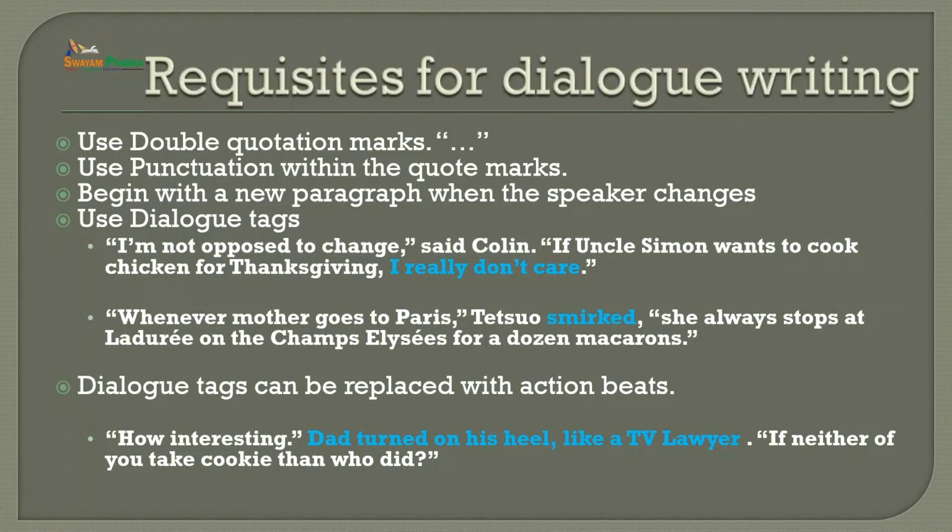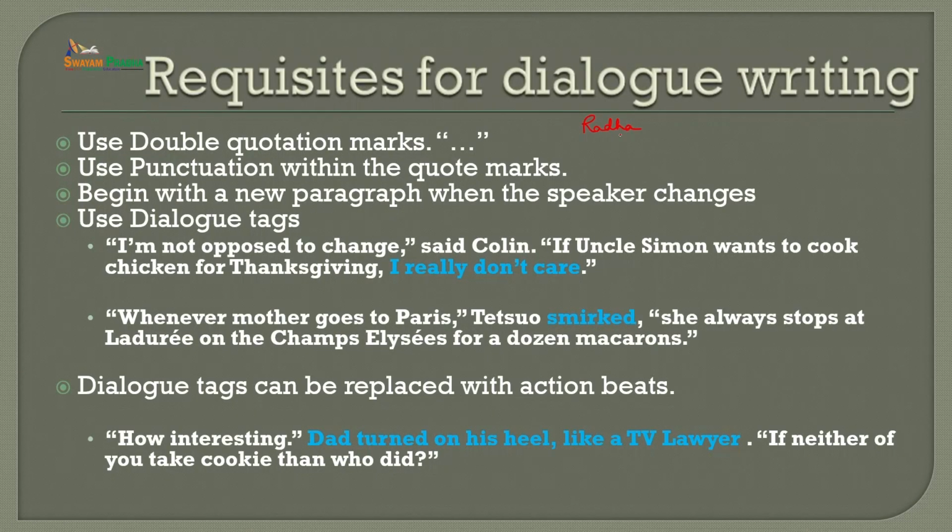These are the requisites of dialogue writing. Since I told you that dialogue writing must have two parties, first and second, you can have more parties as well, but at least there must be two parties. Now, in this condition, there has to be a double quotation mark when you talk about any speech. Suppose Radha is talking to Shyam. Whatever Radha speaks will be written in quotation marks. So, remember, point number one: double quotation marks will be used for whatever the speaker is speaking.